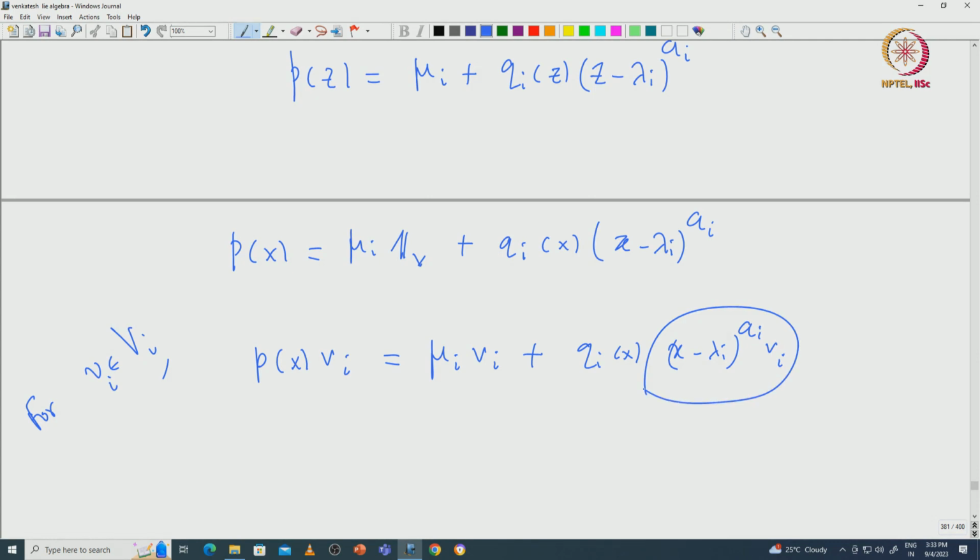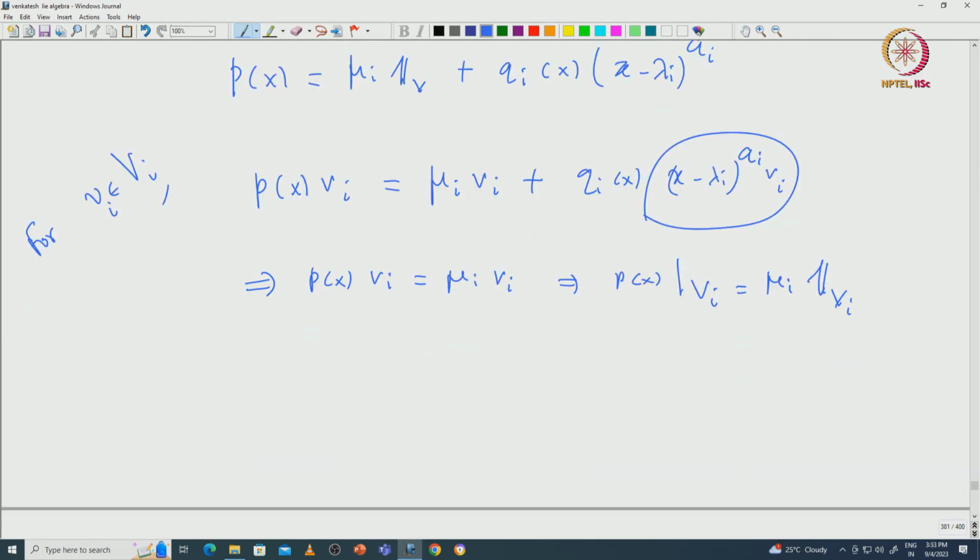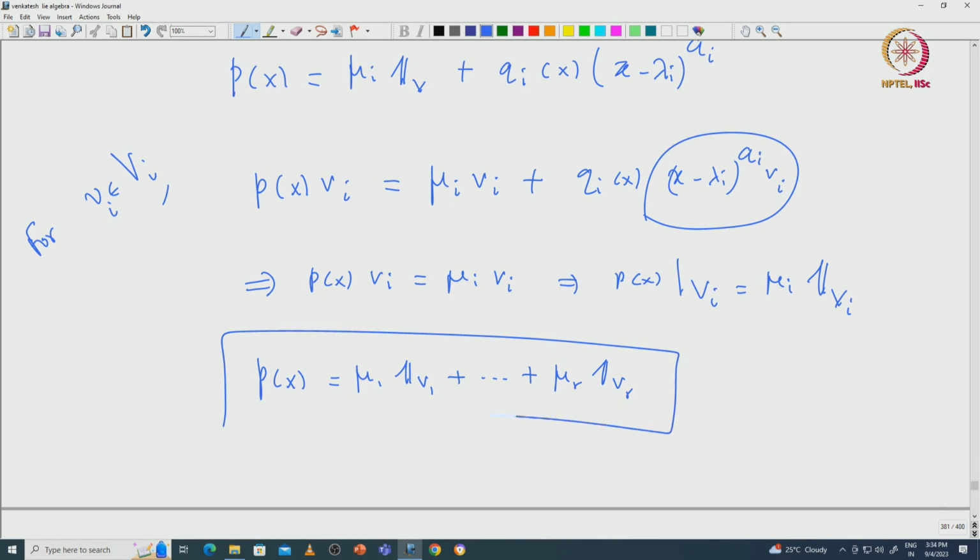Note that this is going to be 0, with capital V_i being the kernel of (x − λ_i I) to the power a_i. So that would imply P(x) v_i equals μ_i v_i. That means P(x) restricted to capital V_i is nothing but μ_i times the identity on this capital V_i. So this proves that P(x) is nothing but μ_1 identity on V_1 plus etcetera plus μ_r identity on V_r. This is somewhat very important.